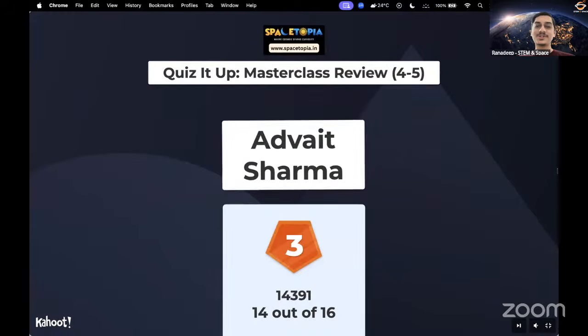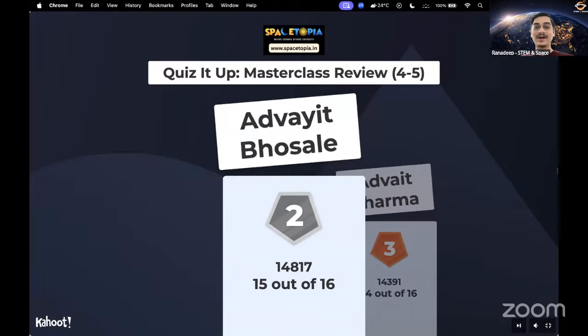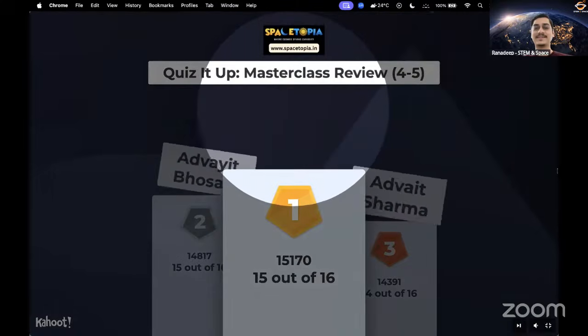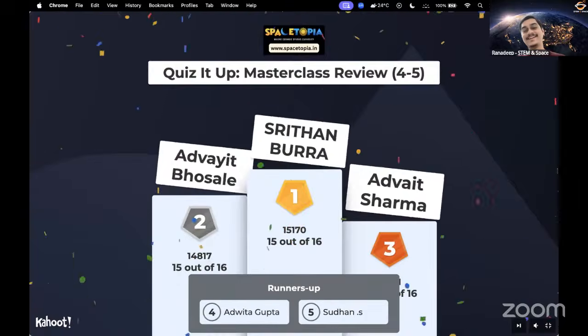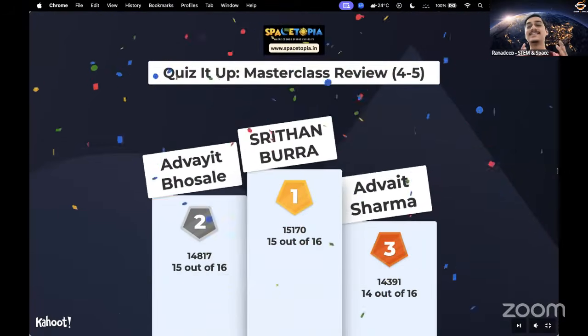On third position, we have Advait Sharma. On second position, we have Advait Bhosle. And on first position with over 15,000 points, we have Sritam Burra. Absolutely fascinating. And we have Advait Gupta and Shubhams as well as the runners-up.